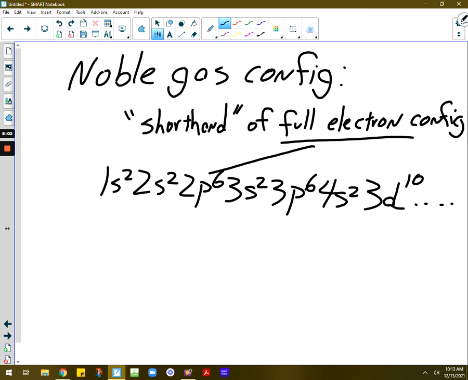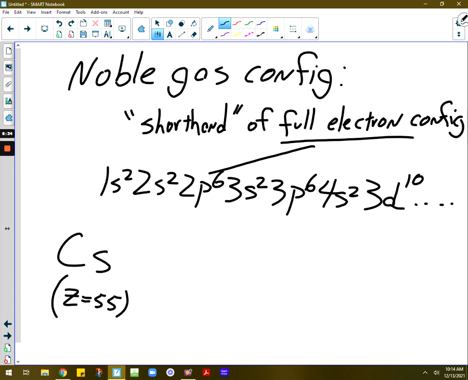Okay? Let's say that I wanted to do the electron configuration for cesium. Cesium is element number 55, which means I'm going to have to do all of this and show where all 55 electrons are. So it's going to be 1s2, 2s2, 2p6, 3s2, 3p6, 4s2, 3d10, 4p6, 5s2, 4d10, 5p6, 6s1.